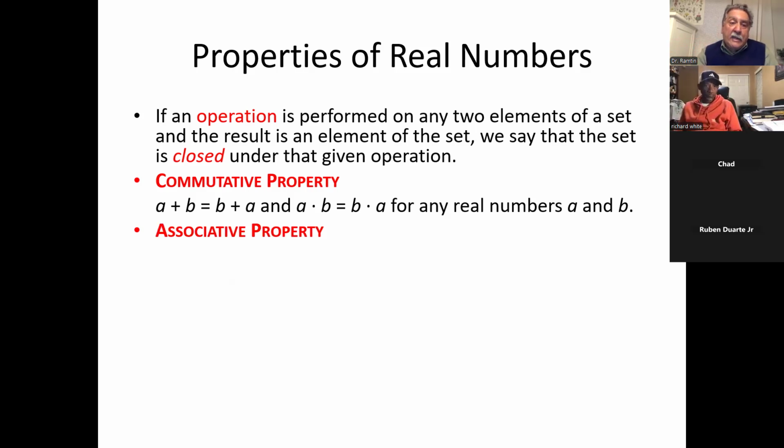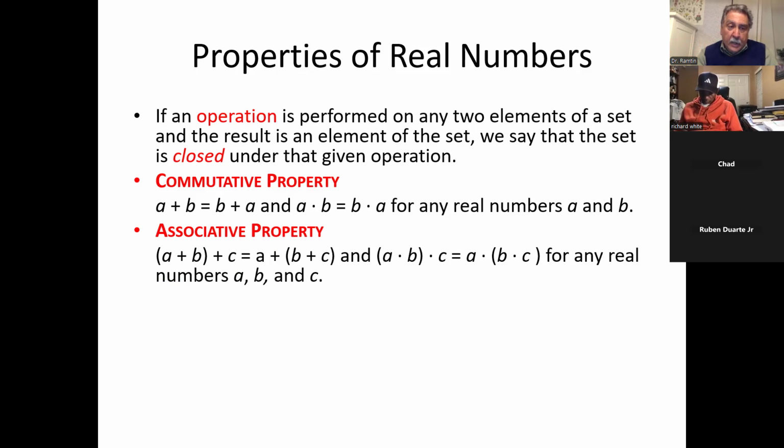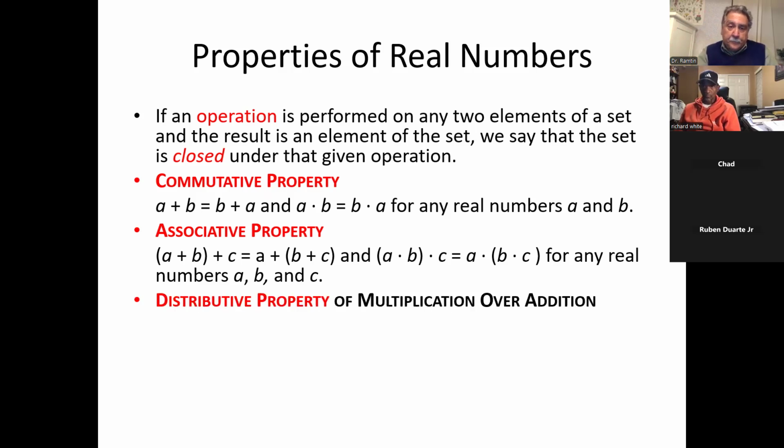We have the associative property, meaning A plus parentheses B plus C is the same as parentheses A plus B, plus C. Meaning, if I add A and B first, then add C, it is the same as if I add B plus C first and then add A. Same with multiplication. If I multiply A and B first, then multiply by C, it is the same as multiplying B and C first and then multiplying the result by A.